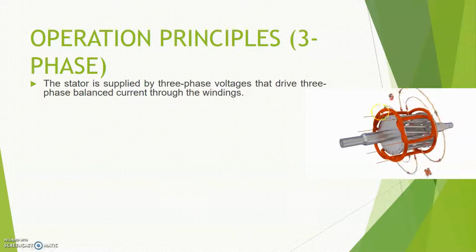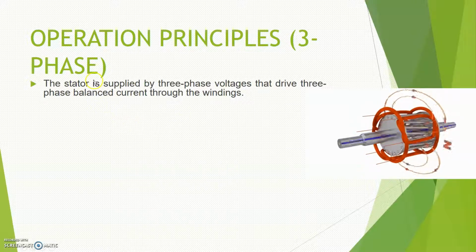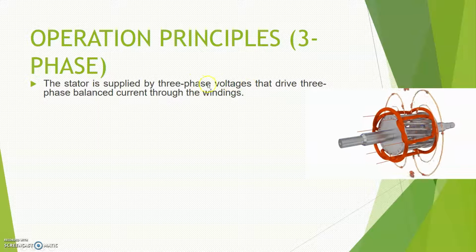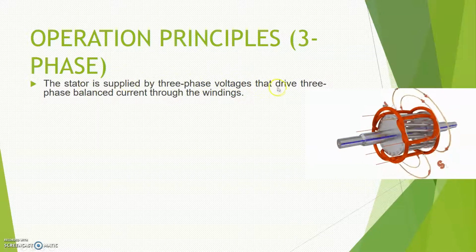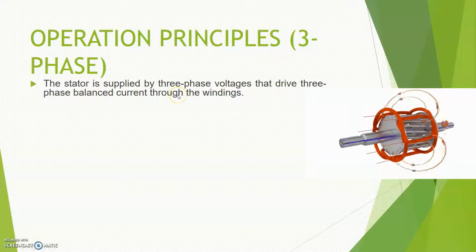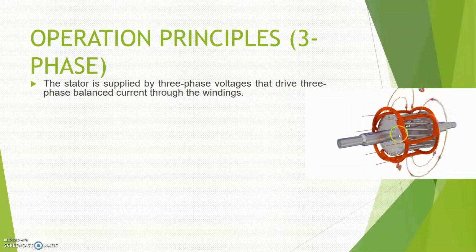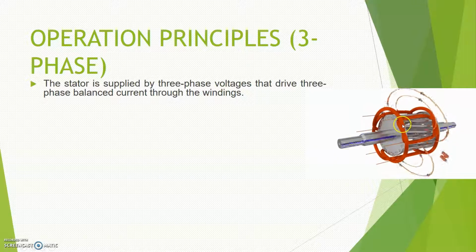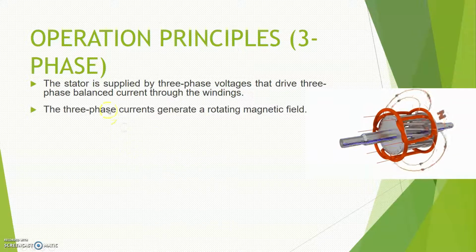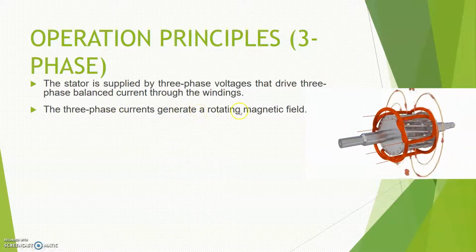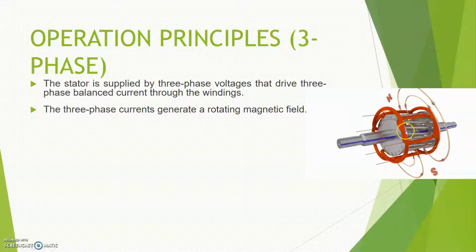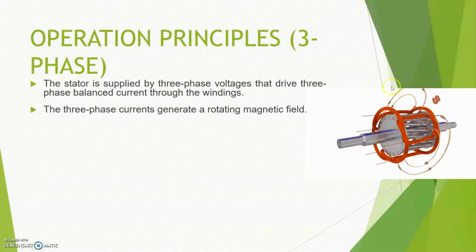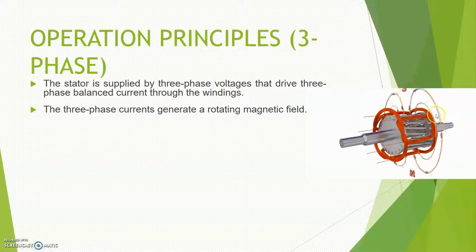We have a stator, and the red color is the stator winding. The stator is initially supplied by the three-phase voltage. The three-phase voltage supplied to the stator will cause a three-phase balanced current to flow through the winding. Once you have the current flow, it will generate the rotating magnetic field, because of the current that flows through the winding.